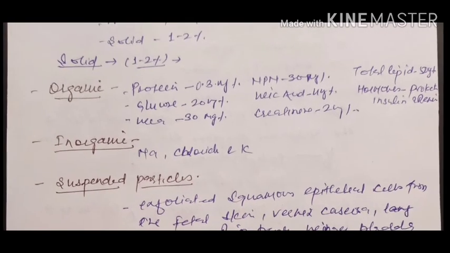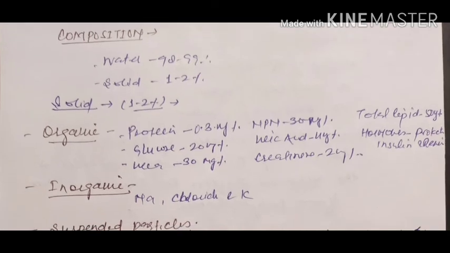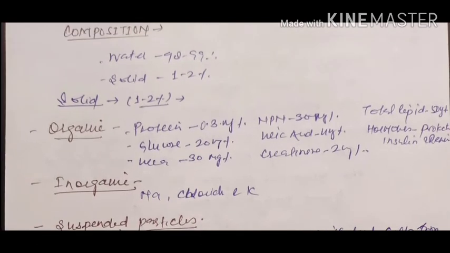Next, what is the composition of the amniotic fluid? The composition: water 98 to 99% and solid 1 to 2%. And solid 1 to 2% has organic, inorganic and suspended particles. Organic includes protein, glucose, urea, uric acid, creatinine, total lipid, and hormones: insulin, prolactin, and renin. There are 3 hormones.